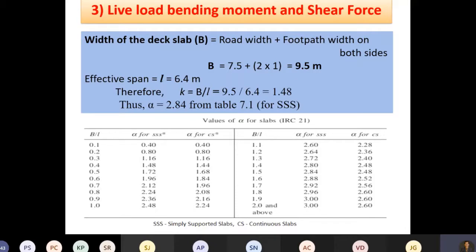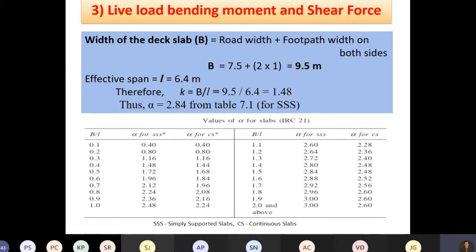Next, we have to go for the live load bending moment and shear force. See, in the design of bridges or design of deck slabs, a very important thing is the consideration of the live load. Dead load you can directly calculate by considering the depth, but live load is very important, as many vehicles are traveling continuously over the bridge.